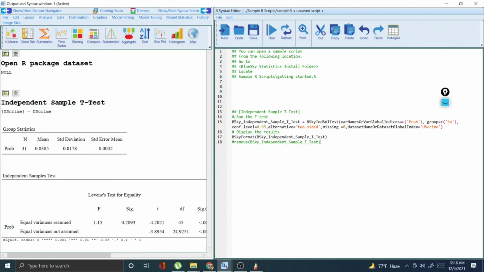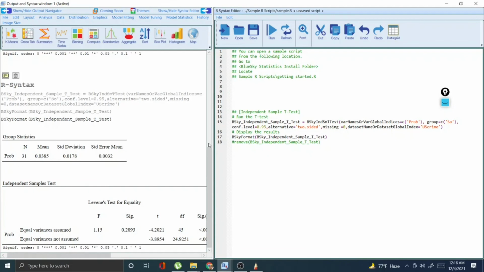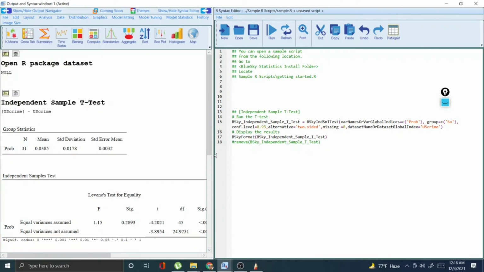So all you have to do, if you run the t-test, is first use the object, then use the name of the function that you are going to use. In this case, t.test is the function that we are using in BlueSky to execute the command. And then if you select the whole thing and run, you will find the same thing. I mean, at the bottom you will see the same outcome that we have with the drag and drop menu.